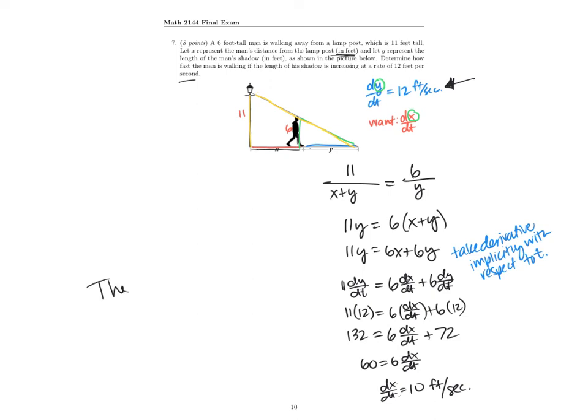So let's write a sentence. The man is walking at a rate of 10 feet per second.